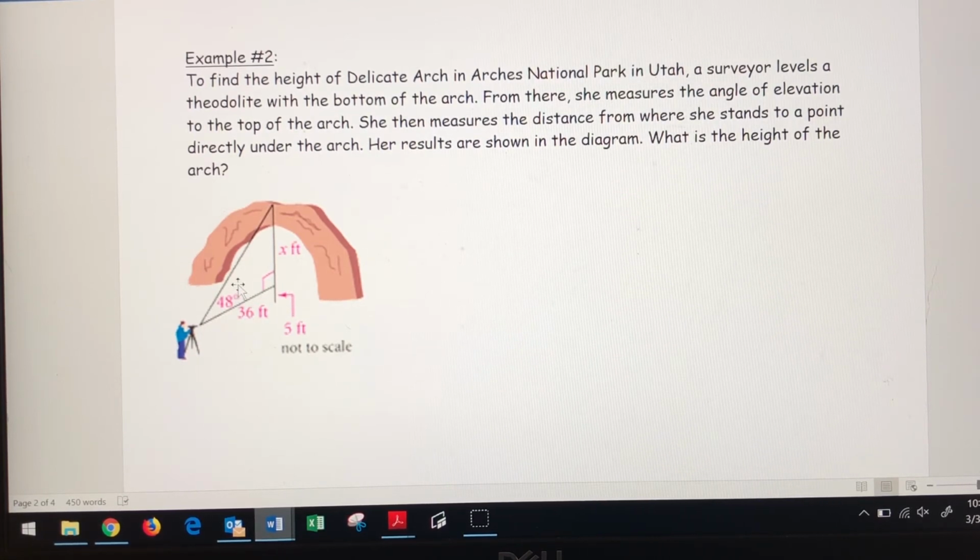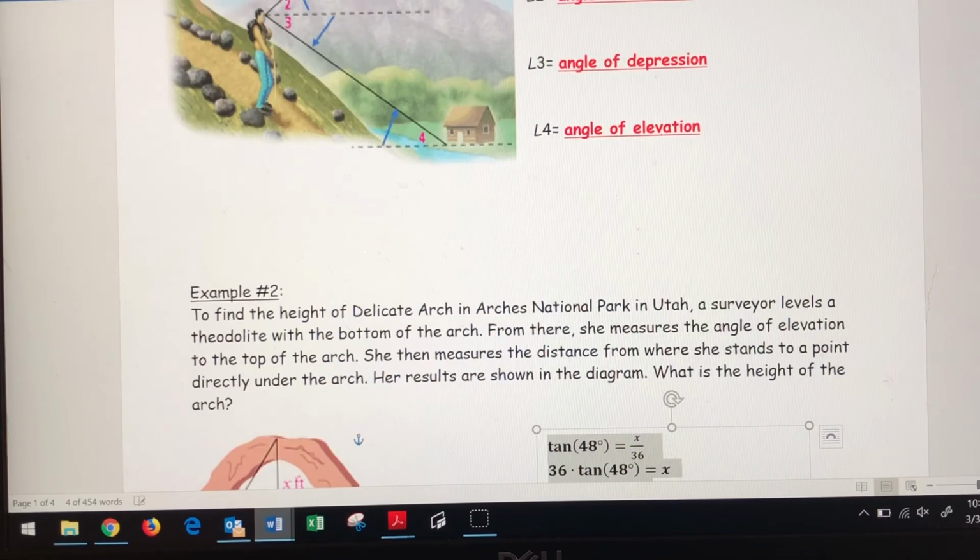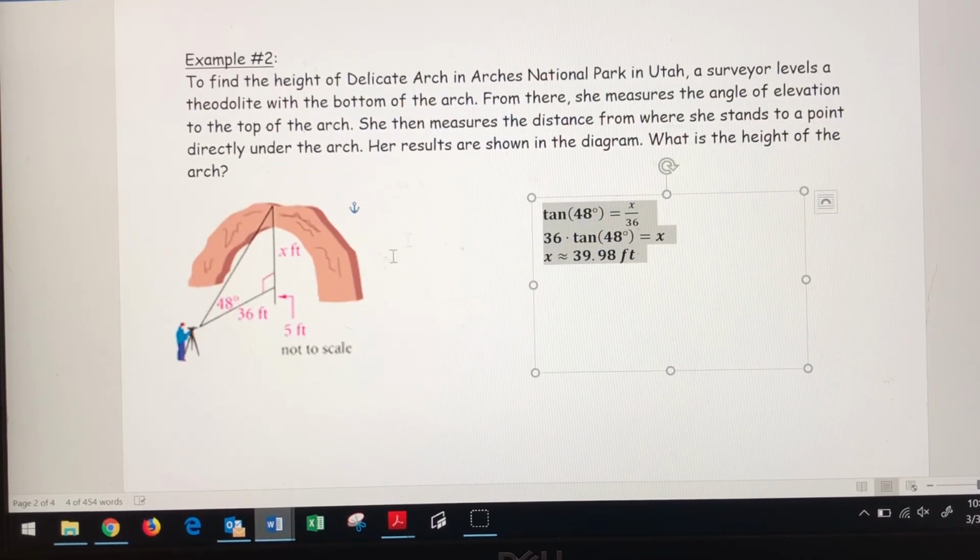This is going to be an angle of elevation because it's from this horizontal up to something, in this case, the top of the arch. All right. Notice this 5 feet right here is not accounted for yet. We're going to have to deal with that a little bit later. Okay, so first thing we want to do is write an equation. So the tangent of 48 equals the opposite x over the adjacent, 36. Okay. And we solve that. We're going to multiply both sides by 36. And we get an x value here of approximately 40 feet, 39.98 feet.